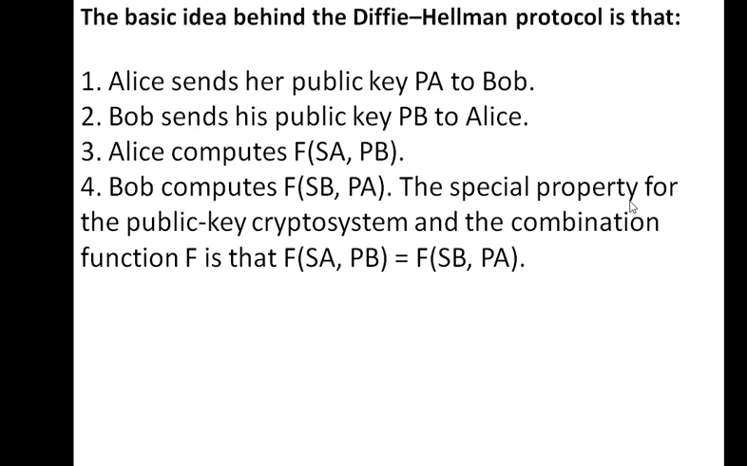Today we will discuss the concept of the Diffie-Hellman protocol. Here Alice sends her public key, PA, to Bob, and Bob sends his public key, PB, to Alice. Alice computes F of the secret of Alice and the public key of Bob. Bob computes F of the secret of Bob and the public key of Alice. The special property for the public key crypto system and the combination function F is that F(SA, PB) is equal to F(SB, PA).